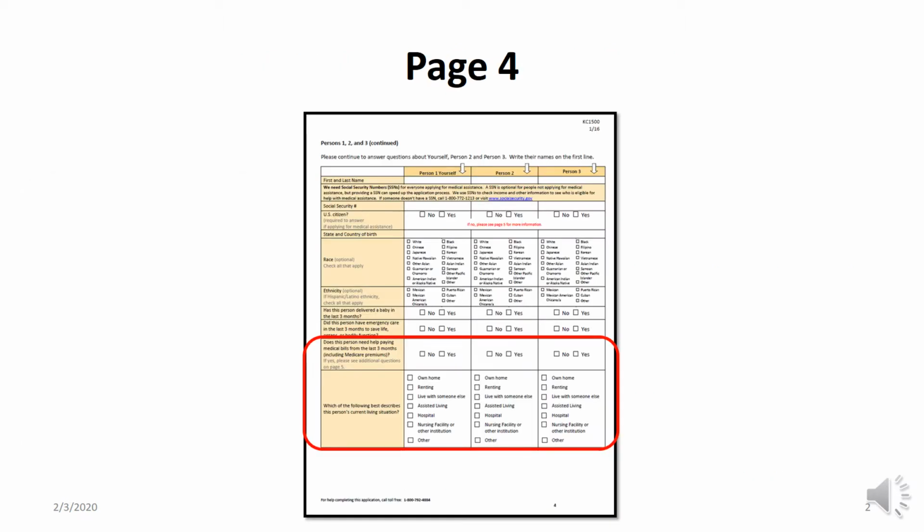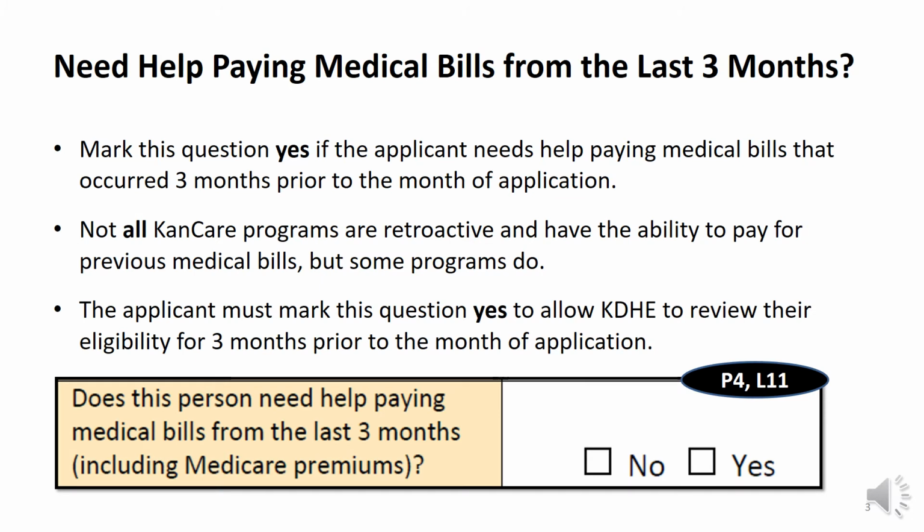We are now going to continue on with page 4 of the KanCare application for the elderly and persons with disabilities. Do you need help paying medical bills from the last 3 months? And that would include Medicare premiums. If you do, mark this question yes if the applicant needs help paying medical bills that occurred 3 months prior to the month of application.